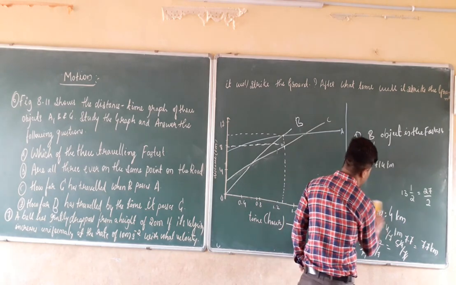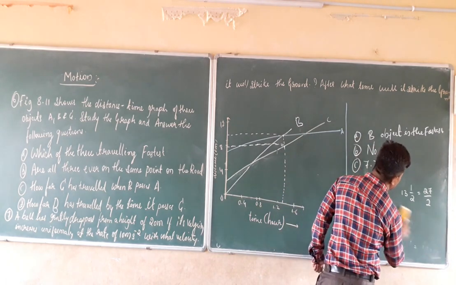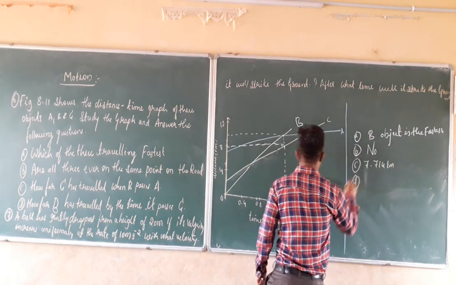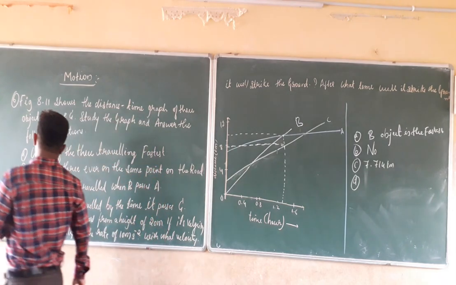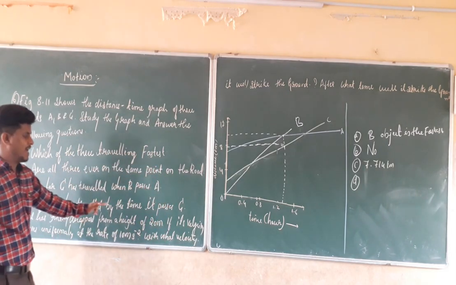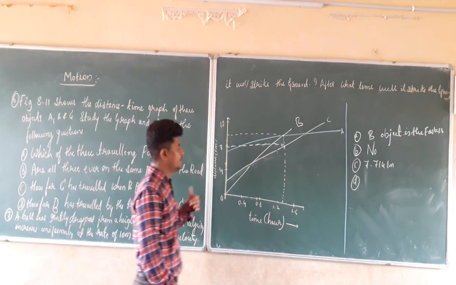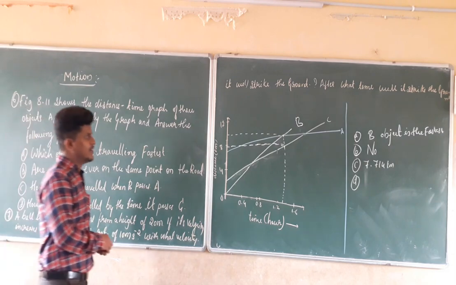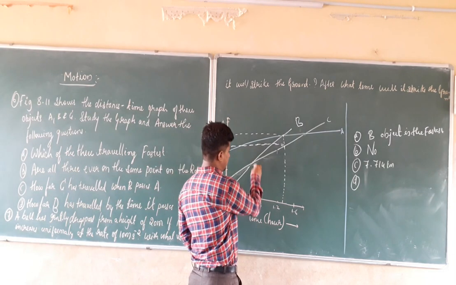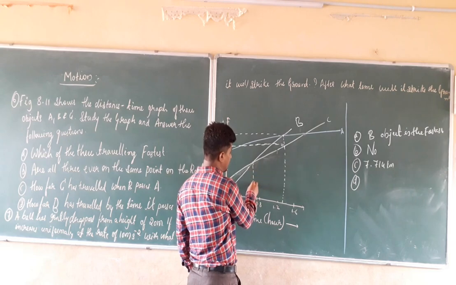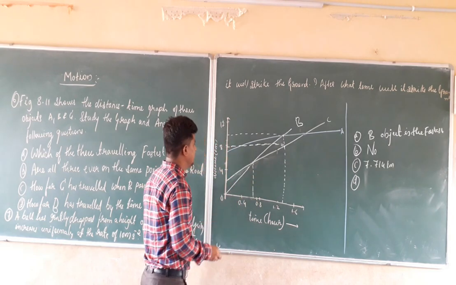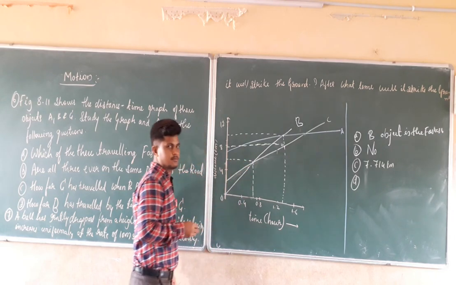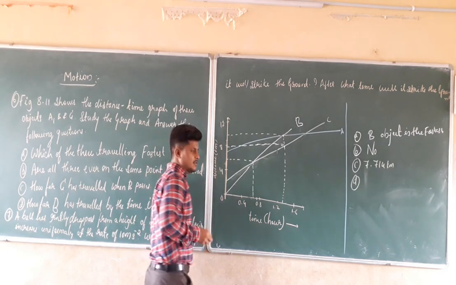Right. The last question, that is nothing but the D question. What is that D question? The D question is how far B has travelled by the time it passes C. So we will take that B is passing C here. After this, we have to take the distance on this side. We have to calculate this distance.